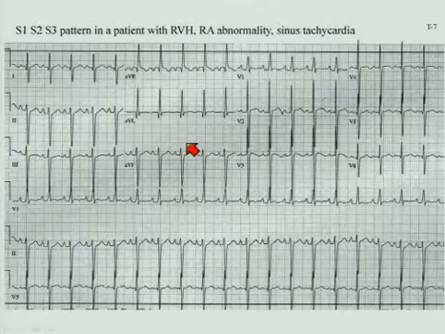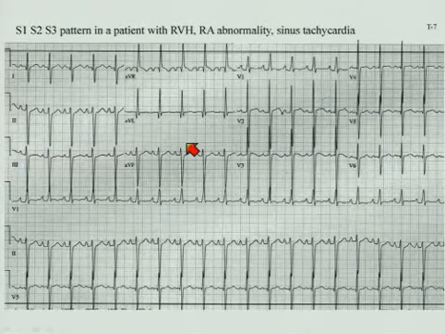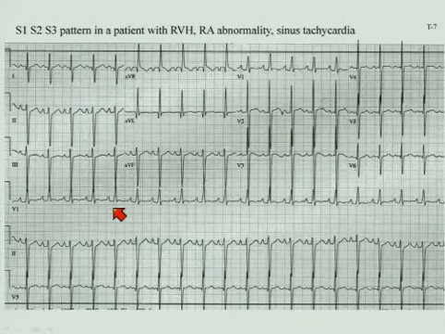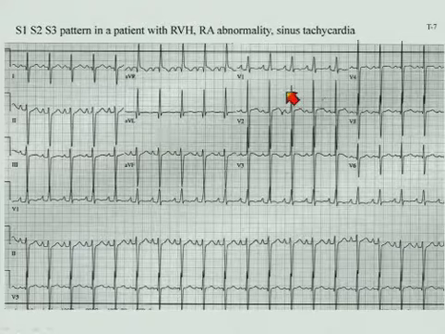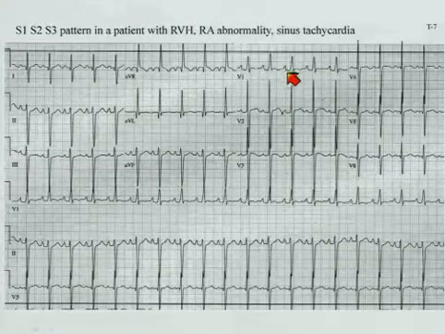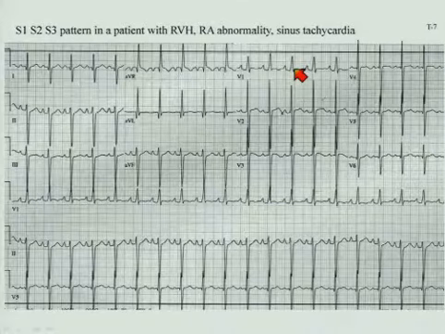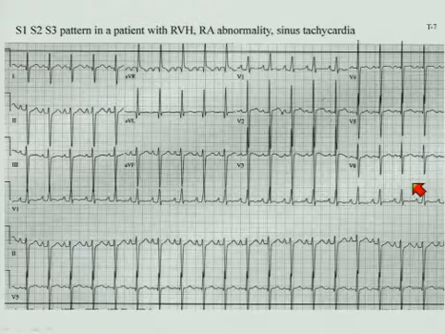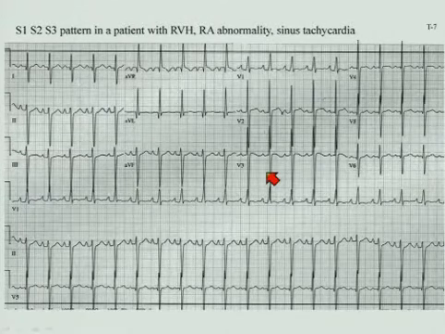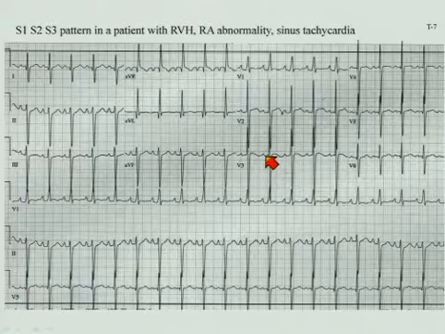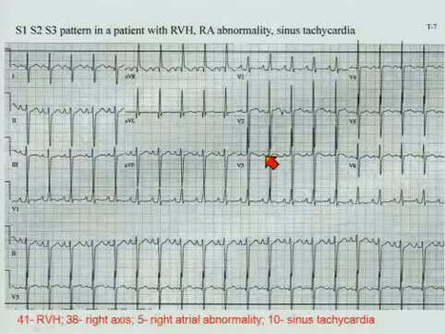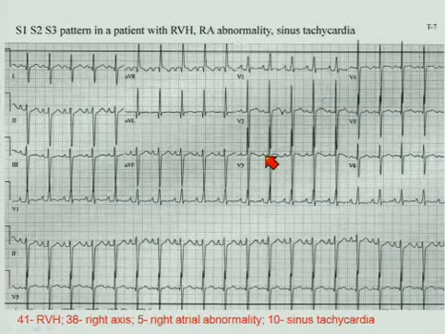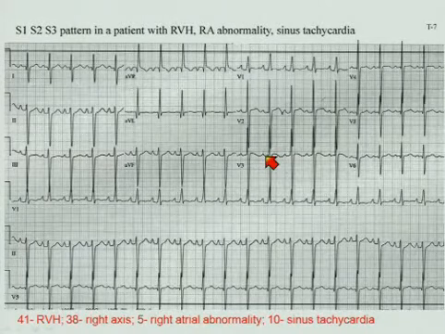Here's an S1, S2, S3 pattern. Typically, S2 is greater than S3 in amplitude with RVH. The reflection again of the right axis. You can see the right atrial abnormality again. Prominent R wave in V1 greater than 5 millimeters and R greater than S, and persistent S wave across the precordium. And this is another example of right ventricular hypertrophy. So number 41 RVH, number 38 right axis, number 5 right atrial abnormality, and number 10 sinus tachycardia.